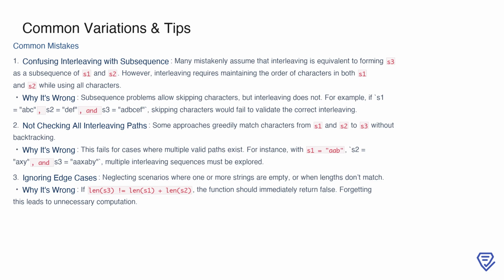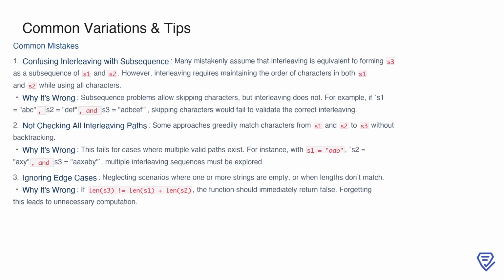For example, if S1 is ABC, S2 is def, and S3 is absef, interleaving ensures that the relative order of characters in both S1 and S2 is maintained. This is different from a subsequence problem, where characters can be skipped.